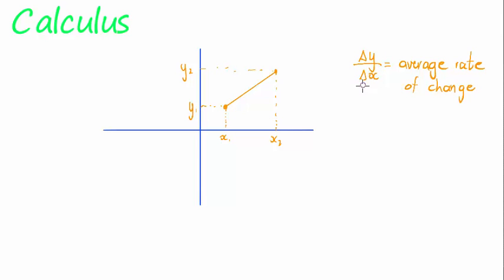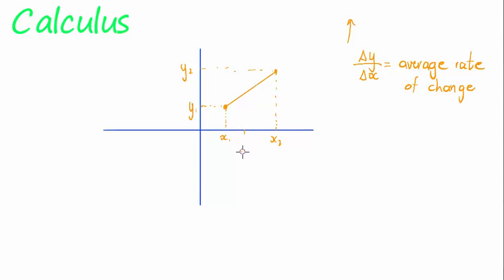So change is just how is y changing. Rate of change is I'm comparing it to something else that's changing. So x is changing and y is changing. So the question is, how is y changing compared to x? So you'll see that if this value increases, it means that the change in y is getting bigger, or the change in x is getting bigger.